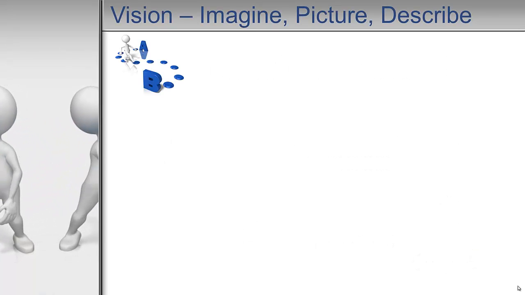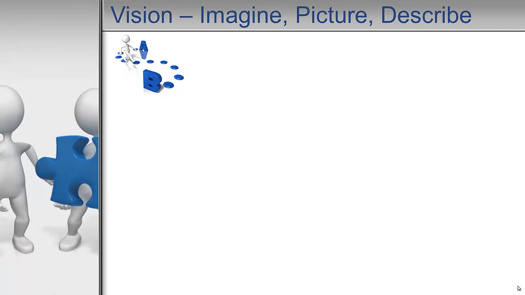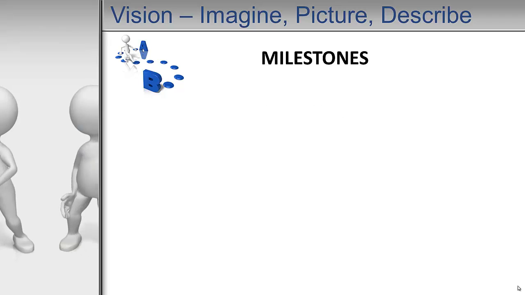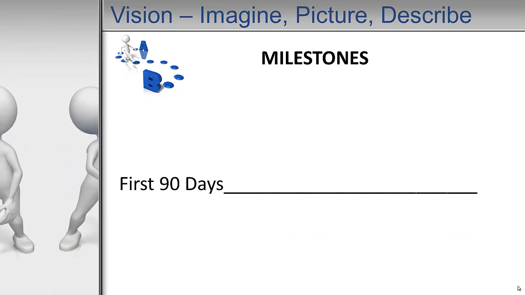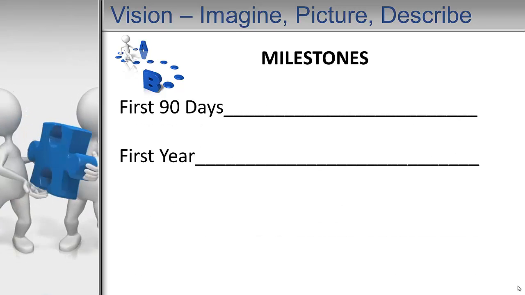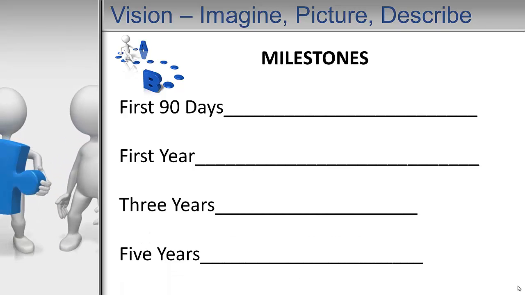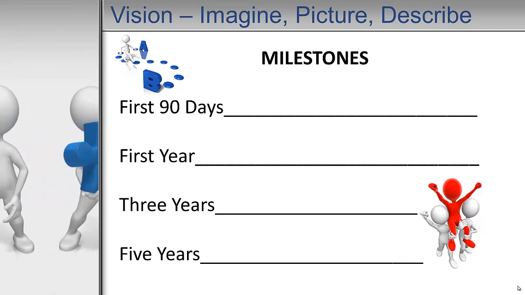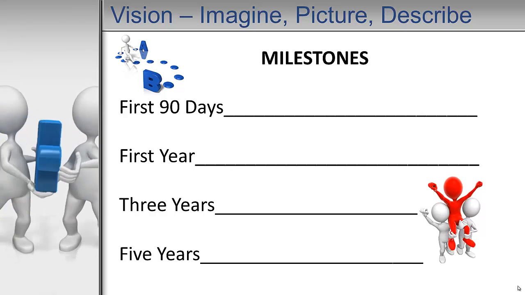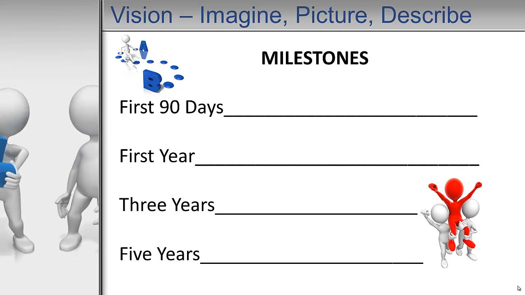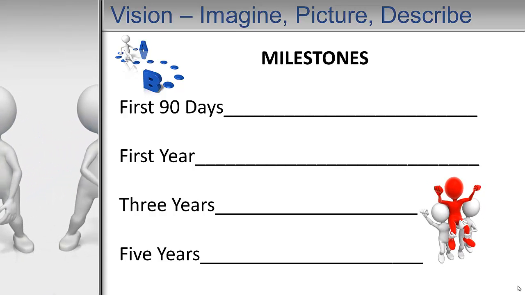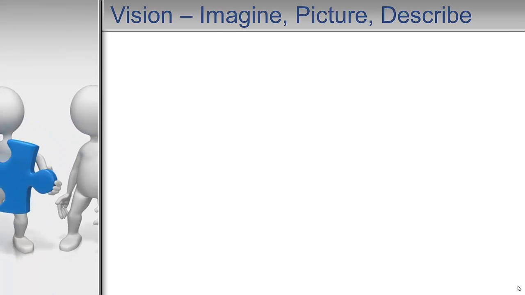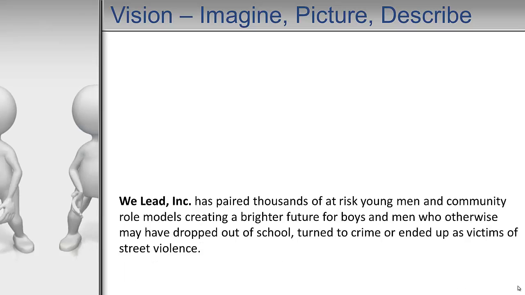To create a lasting vision, you need to tie your vision to markers and milestones. Picture what the organization will be doing 90 days from now, then 1 year, then 3 years, and 5 years from now. How much of an impact will your organization have in the world over the next 5 years? Can you see it? Write it down. Be specific. Let's take a minute and look at our fictional nonprofit, We Lead Inc.'s vision for the future.